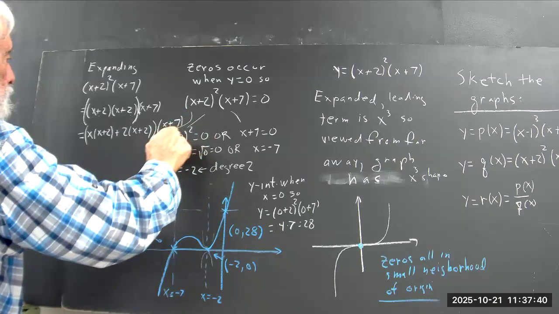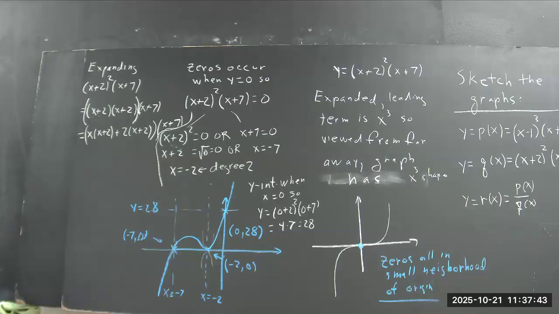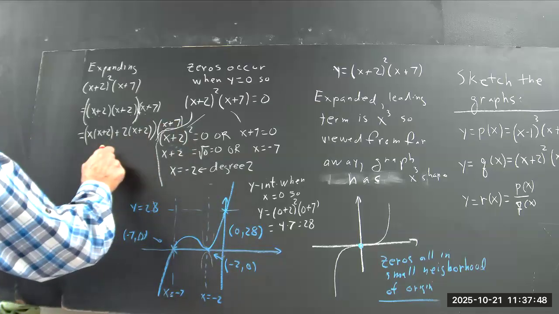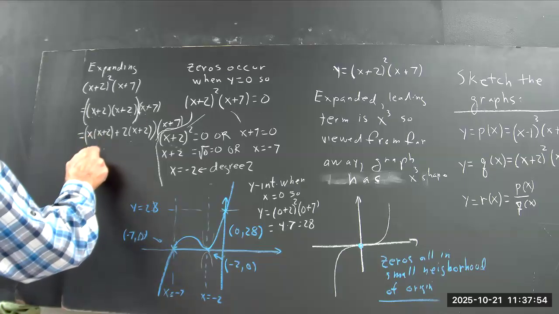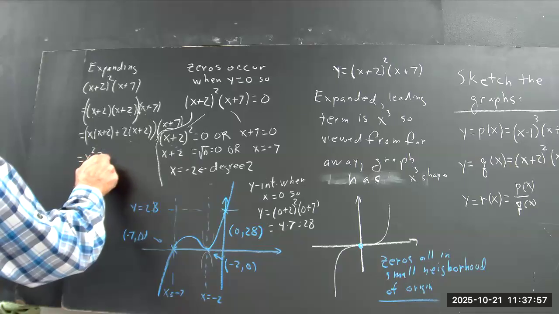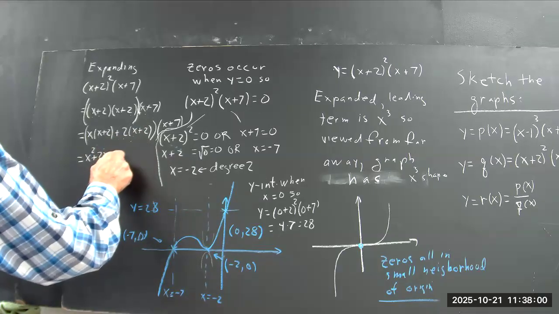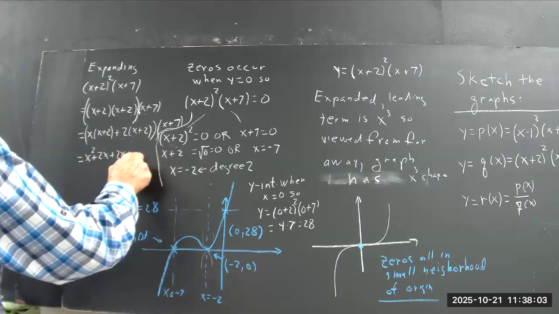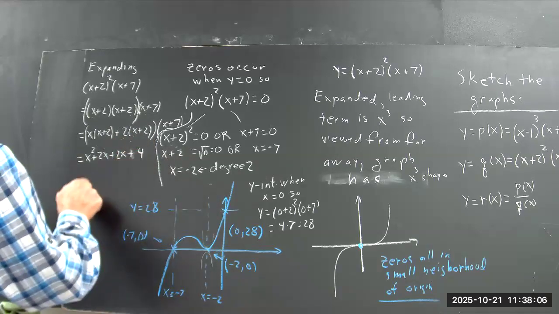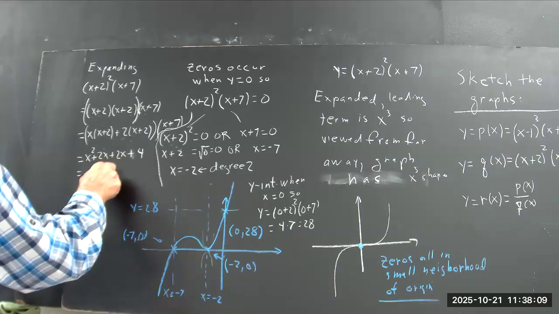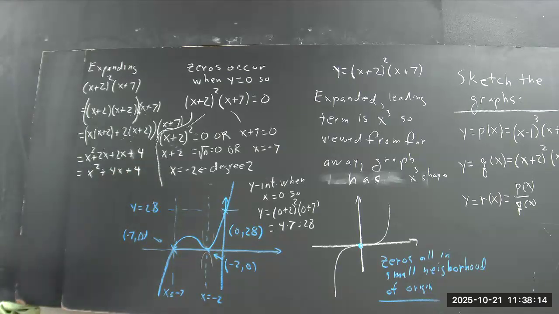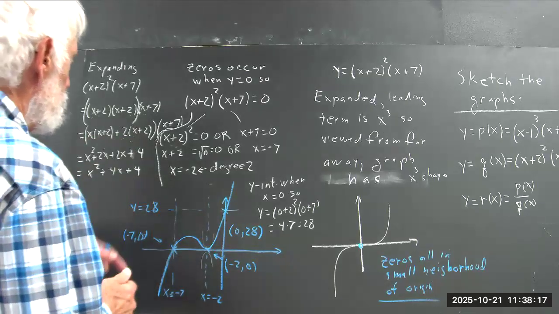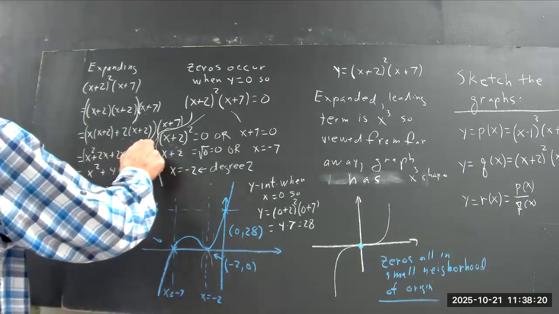I didn't leave myself enough room, but we're used to that, I'm afraid. Okay? So the x plus 7 is still there, but we're kind of focusing on x plus 2 multiplied by x plus 2. Well, x times x is x squared. X times 2 is 2x. 2 times x is 2x. 2 times 2 is 4. And we've got x squared plus 4x plus 4. And naturally, I didn't write my x plus 7 in, and I don't have room for it.